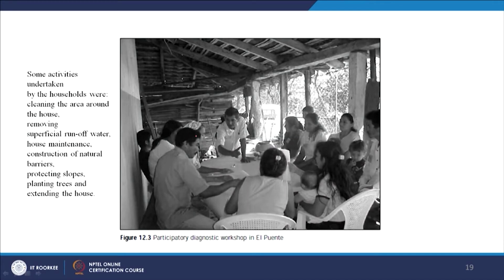Even after this construction, people have been engaged in a training process, because they need to understand how to maintain these service aspects: the grey water takeoff, the water supply, the sanitation aspect, and the waste disposal. So they have been trained on cleaning the area around the house, removing superficial runoff water, house maintenance, construction of natural barriers, protecting slopes, planting trees, and extending the house. Some kind of awareness has been programmed with the community.